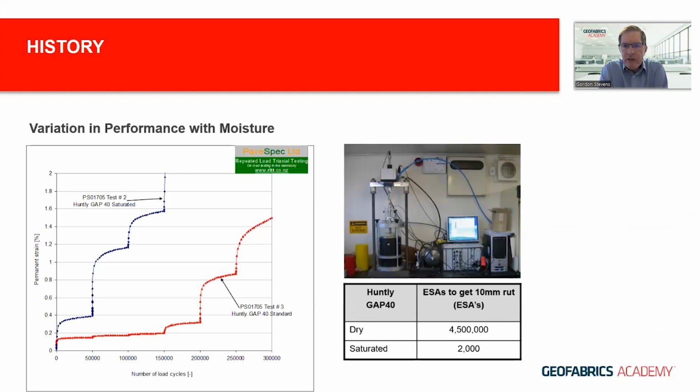Here's a demonstration of the influence of water on the performance of base course aggregates using a repeated load triaxial test. So you can see this 40 millimeter down base course material in the dry state, achieving 4.5 million equivalent standard axles to get to a 10 millimeter rut depth. The same sample, when saturated, only gets down to 2,000. So we want to avoid saturation of our aggregate layers for any period of time where the pavement is under traffic loading.